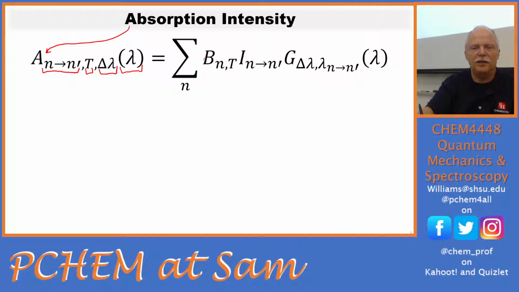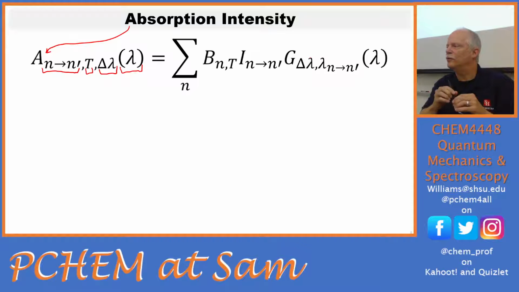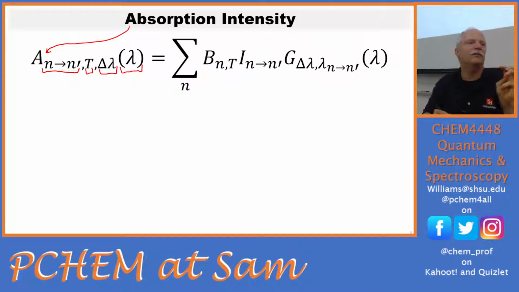Now the parts here, it's the sum of a bunch of individual transitions. And I've been trying to come up with something that's memorable. You know, I like the phrase, go big or go home, right? And we don't want a tiny little peak, we want a big peak. And so the absorption depends upon 3 functions, BIG: Boltzmann, an integral, and a Gaussian function. So we're going to talk about those individually.